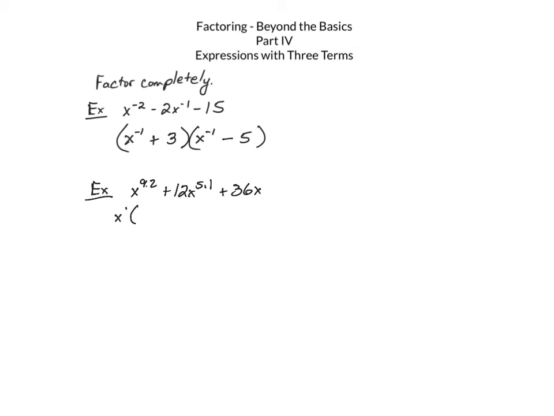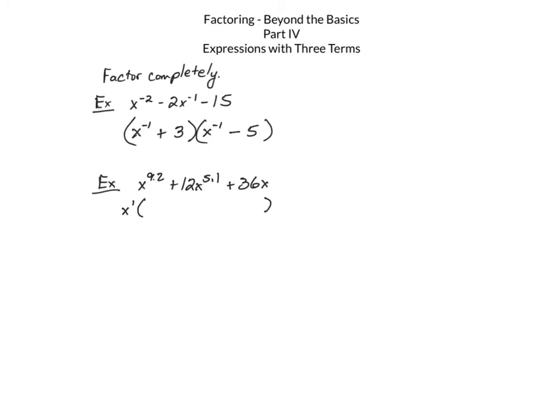I'm going to put a 1 there for emphasis so that we can figure out the exponents in the parentheses. Remember, we subtract those exponents. So it will be x to the 9.2 minus 1 is 8.2, plus 12x to the 4.1 when you subtract those exponents, plus 36. Do you see this fits the same kind of pattern as the other problems that we've done? The 8.2 is double the 4.1.